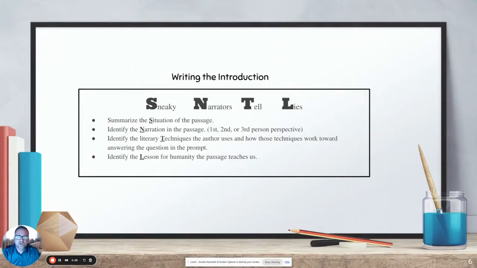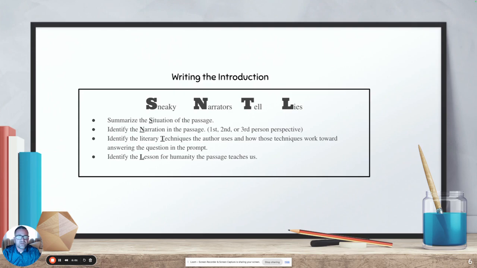When I write my introduction paragraph, I use this acronym: Sneaky Narrators Tell Lies. The S, the N, the T, and the L represent different elements that help my students remember what to include in their introduction paragraph. Once I've read my passage, gathered my details, and done some annotation, I start my introduction paragraph. I typically summarize the situation of the passage. One or two sentences would be sufficient.